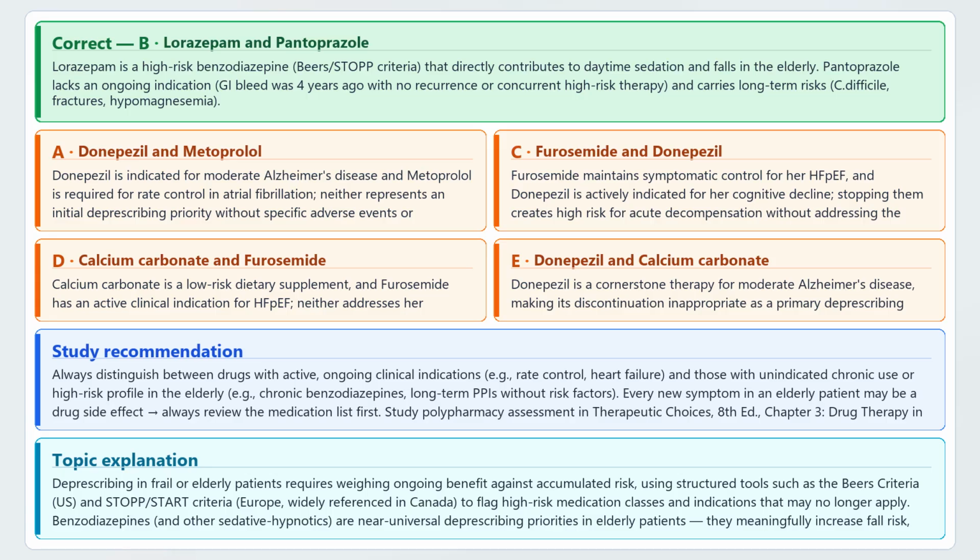Correct answer is B, lorazepam and pantoprazole. Lorazepam is a high-risk benzodiazepine, a Beers stop criteria drug. It directly contributes to daytime sedation and falls in the elderly. Pantoprazole lacks an ongoing indication. GI bleed was 4 years ago with no recurrence or concurrent high-risk therapy, and it carries long-term risks: C. difficile, fractures, hypomagnesemia. If you chose a different option, feel free to pause here and review the comments for each answer and the study recommendation below.